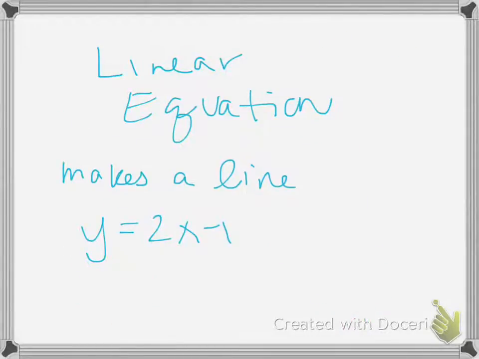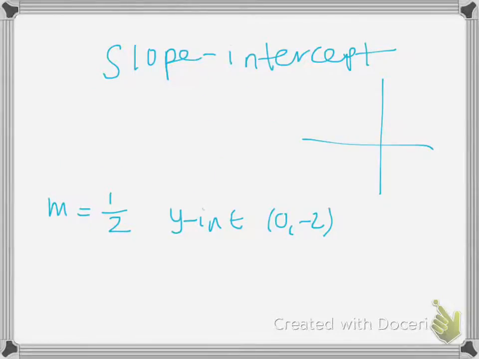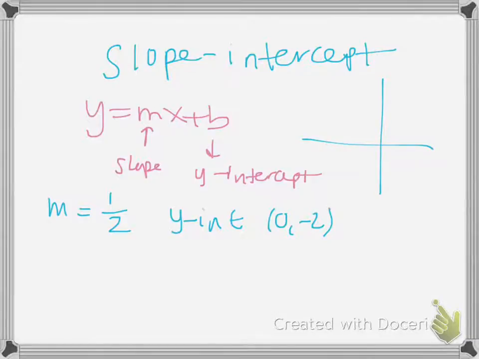Linear equations make a line. That's why it says line in it. So an example is y equals 2x minus 1. When we graph that, it should make a line. We're writing this in slope-intercept form. So y equals mx plus b, where m is my slope, b is my y-intercept. Okay, so I got y equals, I replace my slope for m and my y-intercept for b. So if I was graphing this, it would start at negative 2 and it would go up 1 to the right 2, or I could go down 1 to the left 2.